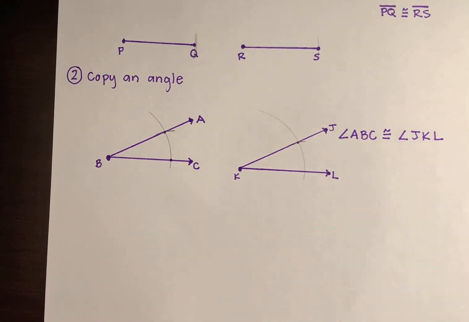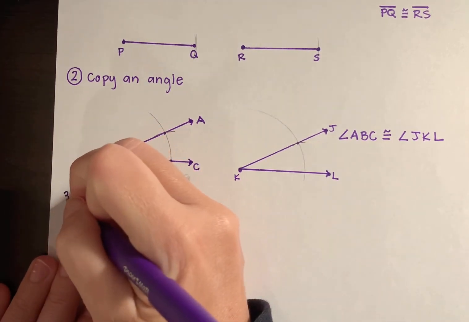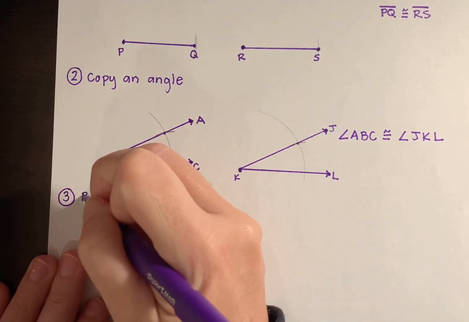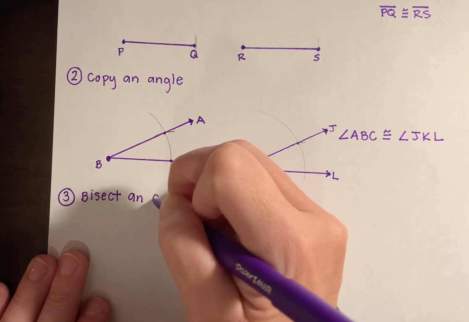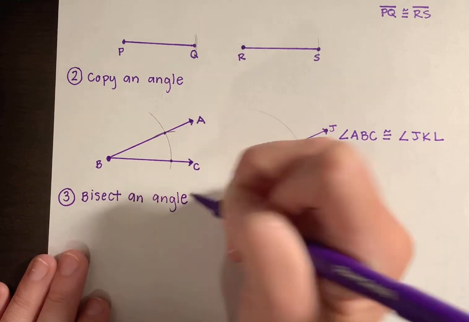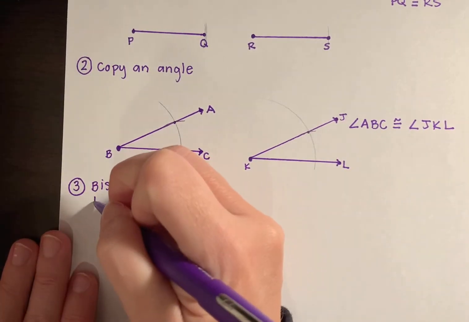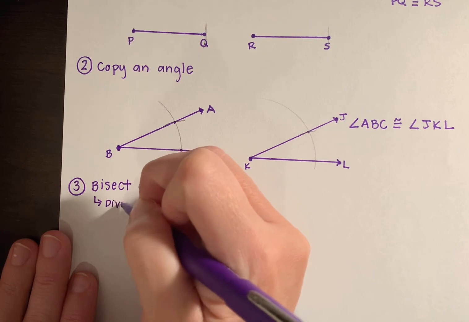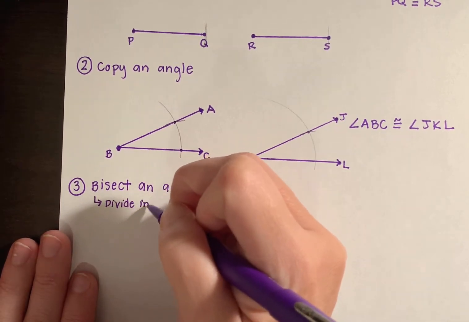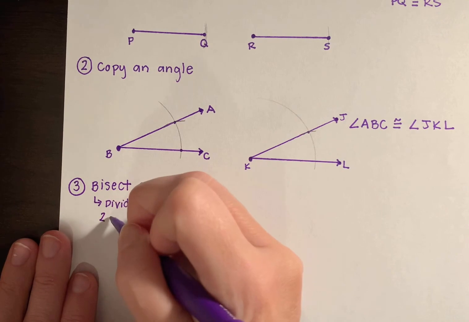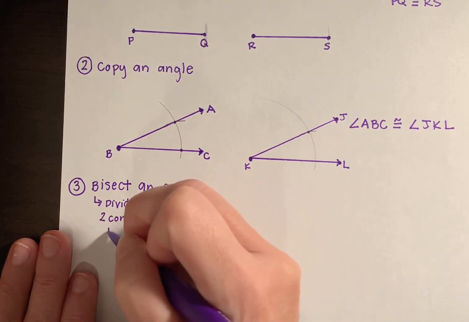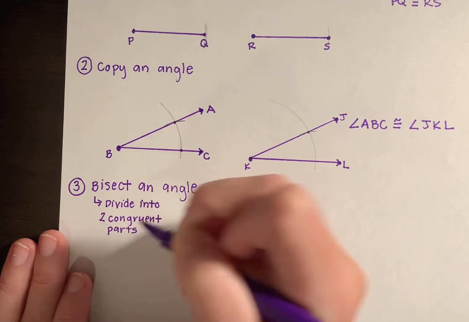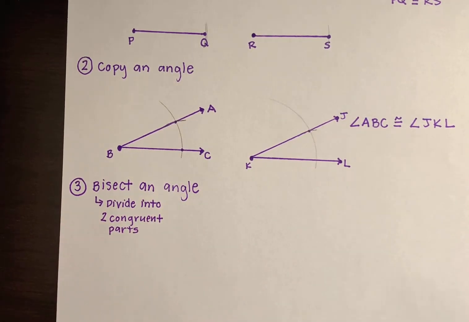Next, we're going to learn how to bisect an angle. Now, what does bisect mean? It means we're literally going to divide it into two congruent parts. In this case, we're dividing the angle. But we can also bisect, for example, a line segment. We can split it into two equal parts. In fact, we're going to see that in the next construction.